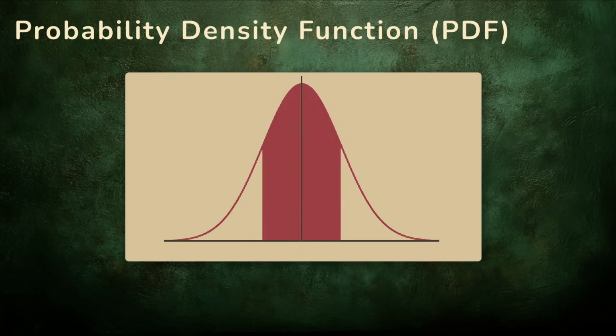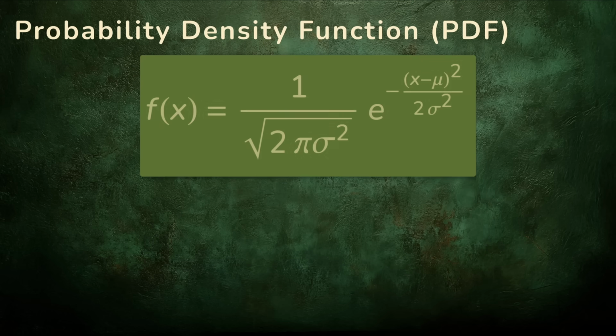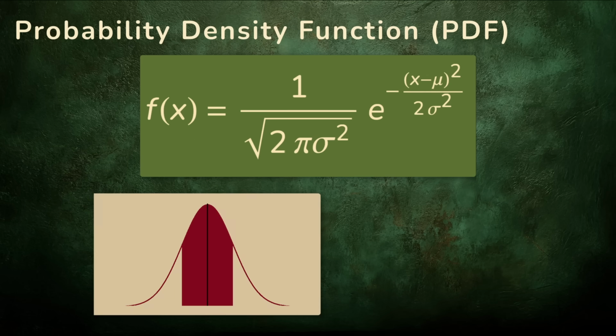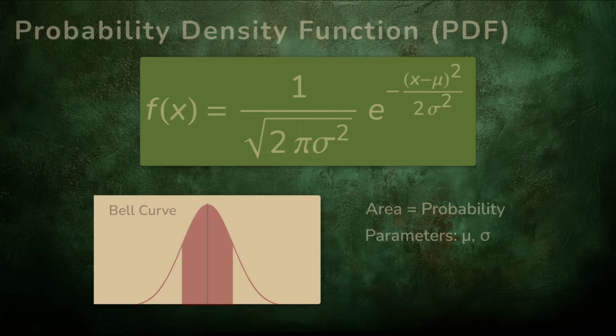For bonus understanding points, notice the formula has that fraction in front. It makes sure the total area under the curve adds up to exactly 1, meaning 100% probability. Remember these key takeaways. The graph of the PDF is the familiar bell curve. The area defines the probabilities, and the mean and standard deviation are the control dials for this system. Let's put the PDF to work.